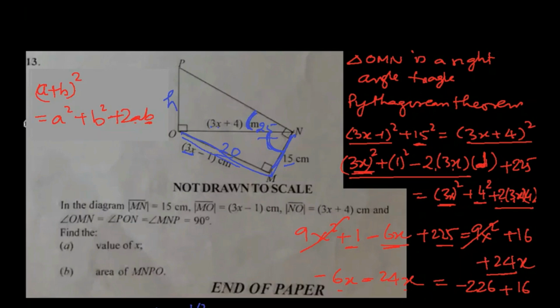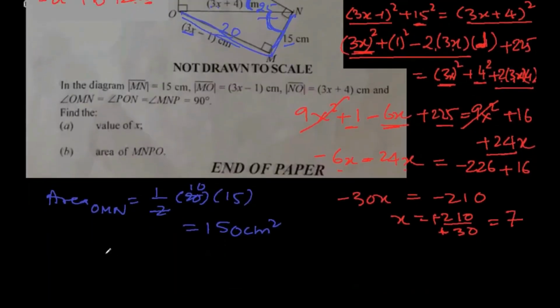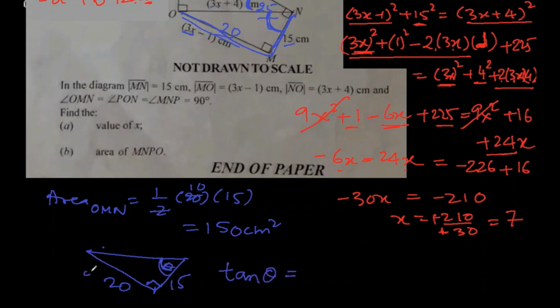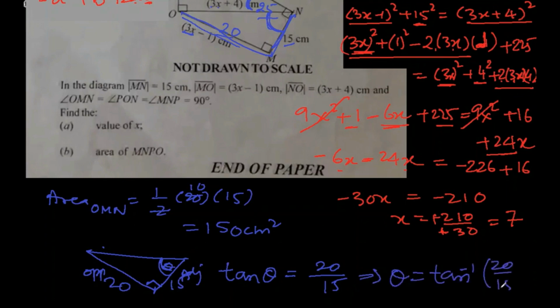So let me redraw that triangle down there. Okay. This is like this. Then we have a 90 degree. And this is 20 and this is 15, and that is enough. We don't want the third one. I want to find this angle, right? So I can use tan. Let's call it theta. So tan theta equal to opposite, which is 20, divided by adjacent, which is 15. So this gives us theta equal to tan inverse 20 over 15.